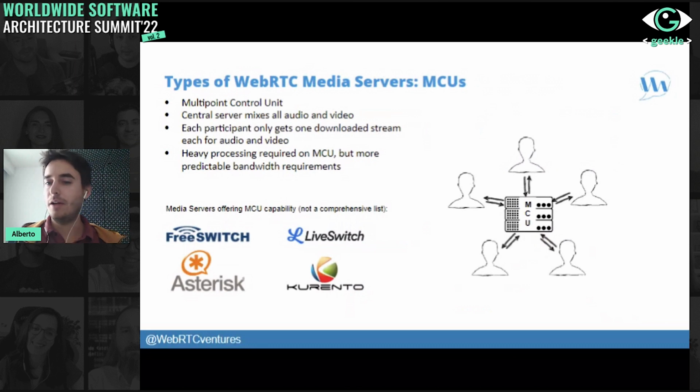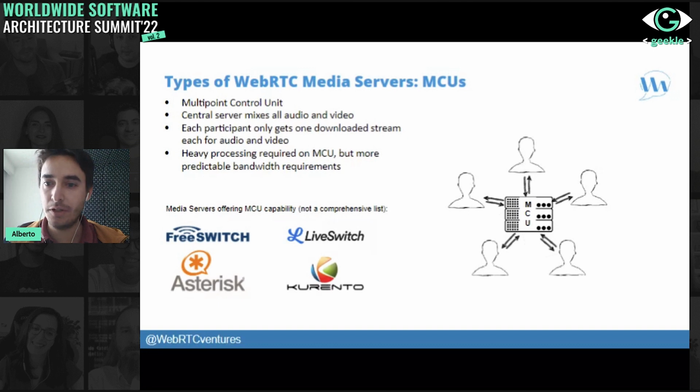I mentioned WebRTC media servers, but there are two types of WebRTC media server architectures. And here I want to mention one of them is the MCU architecture. And this basically means multi-point control unit. And what it does is mixing all the audio and video streams in a single server. So as you see in this diagram, there is only one connection going uplink and one downlink.